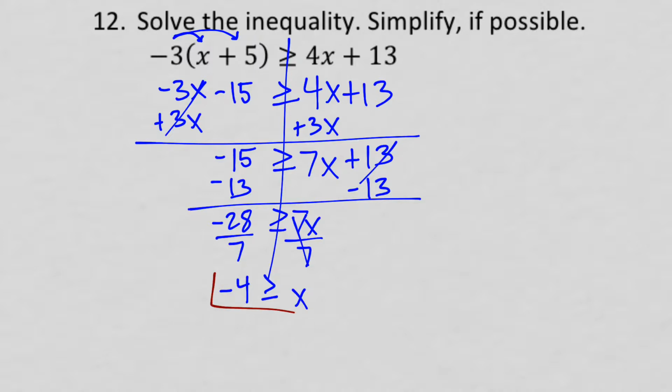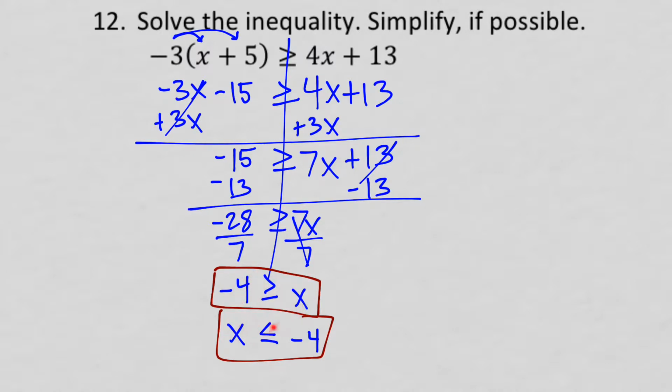Now, you can leave it like that. If you'd rather see the x on the left side, which a lot of you guys prefer, go ahead and switch the x and the negative 4. But if you do that, if you switch sides, you also must flip the inequality symbol. So instead of going to the right, it's now pointing to the left. And those two mean the exact same thing. If you look at them, they mean the exact same thing. This one is saying that negative 4 is a number that is greater than x.